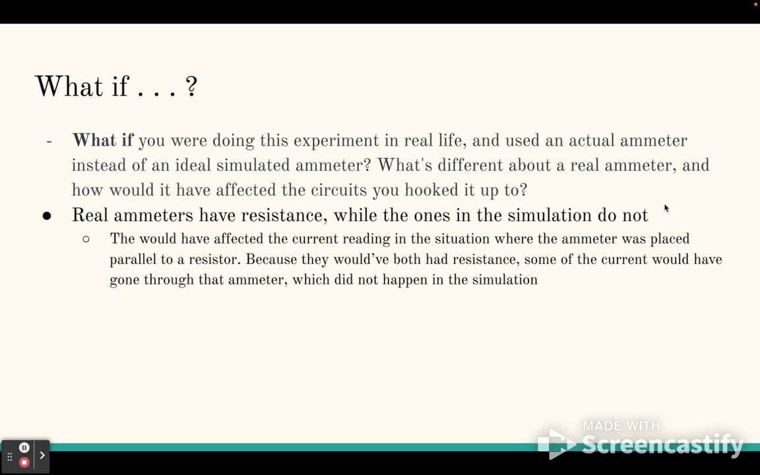So what if? First what if question is, what if you were doing this experiment in real life and used an actual ammeter rather than the ideal simulated ammeter? Real ammeters have resistance, so the ones in the simulation do not. So this would affect the current reading where the ammeter is placed next to the resistor, because in the simulation, all of it flowed through the ammeter because there was no resistance. But because they both have resistance, in this situation, some would have gone through the ammeter and some would have gone through the resistor, so it would have changed the reading.